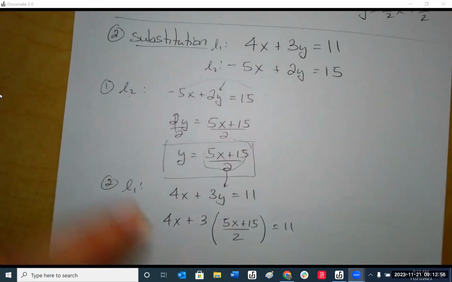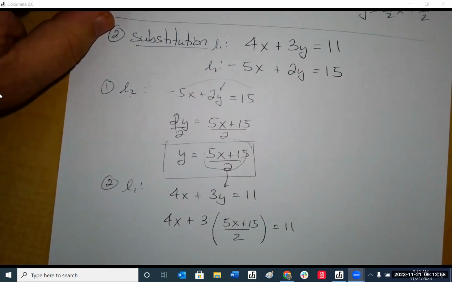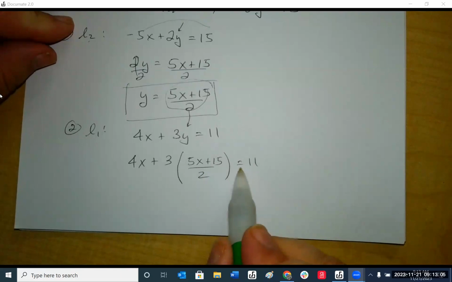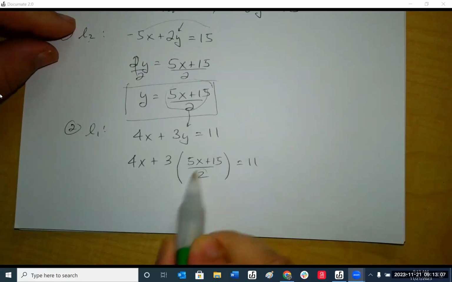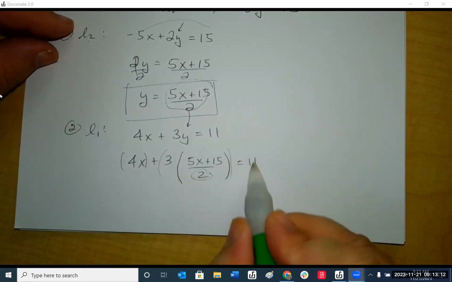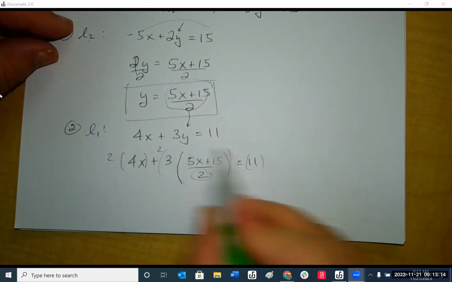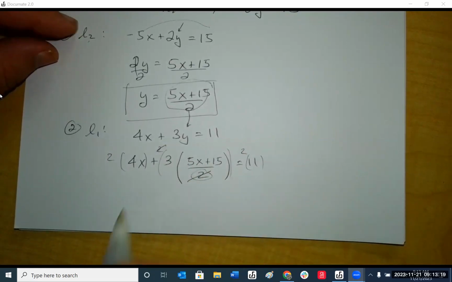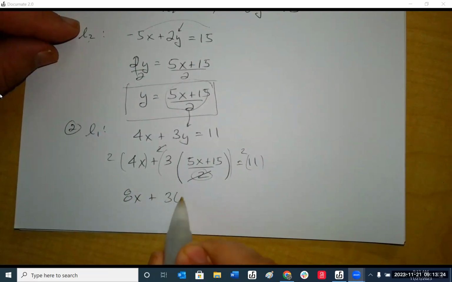You only have one equation, one variable. We have a fraction and equal sign. So the LCD is 2. I multiply each of these terms by 2. This one cancels. So we have 8x plus 3 times 5x plus 15 equals 22.